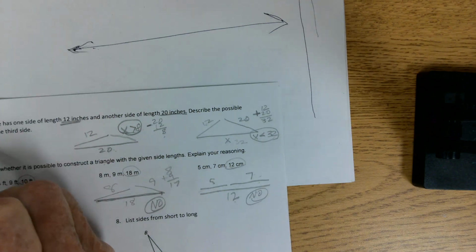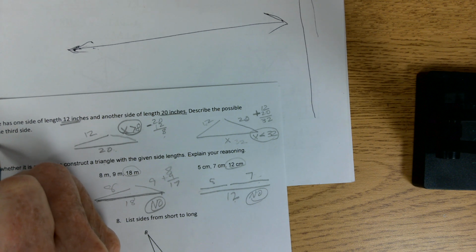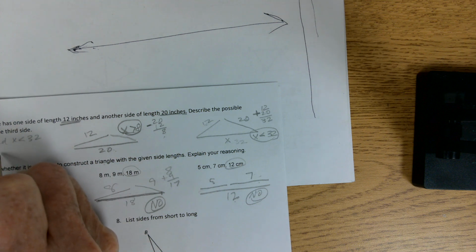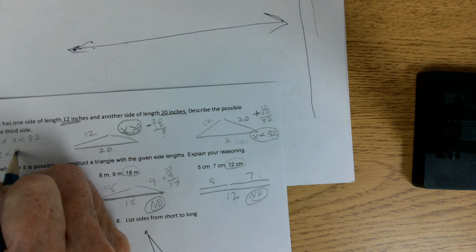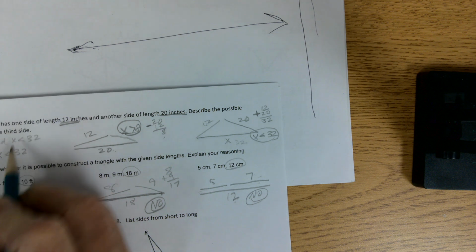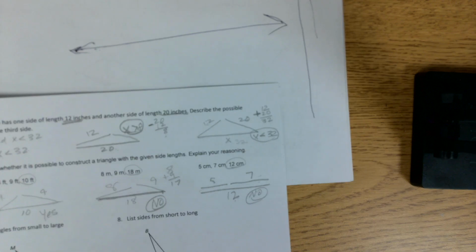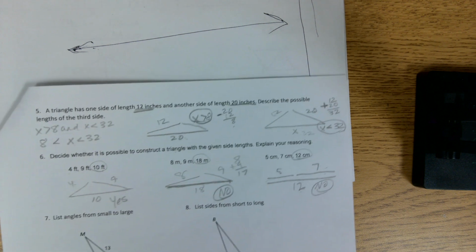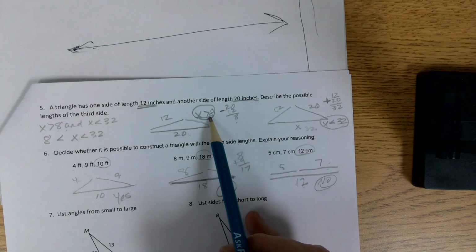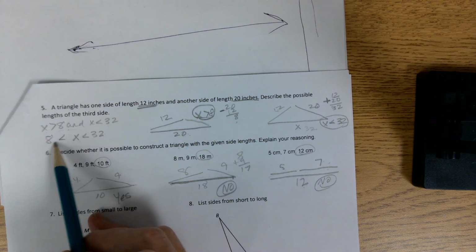Okay? So you could write it, x has to be greater than 8 and x has to be less than 32. Or you could put it all together in one statement, that x is the numbers between 8 and 32. Okay, that's it. We did it all. Oops, I wrote it over here. This way, x is greater than 8 and x is less than 32. So x is between 8 and 32.